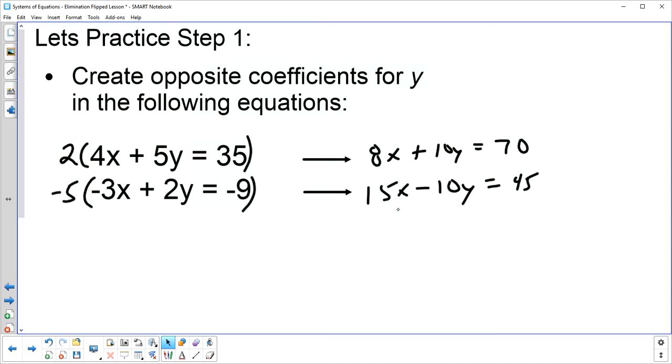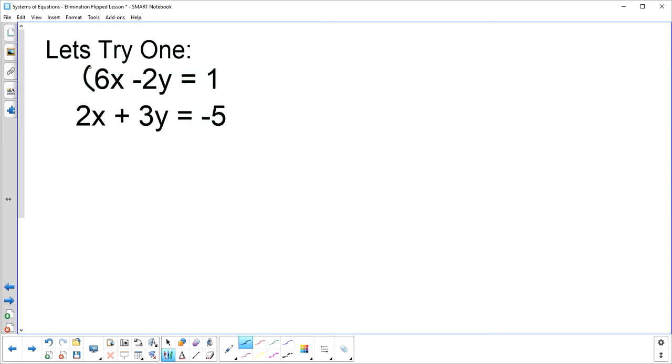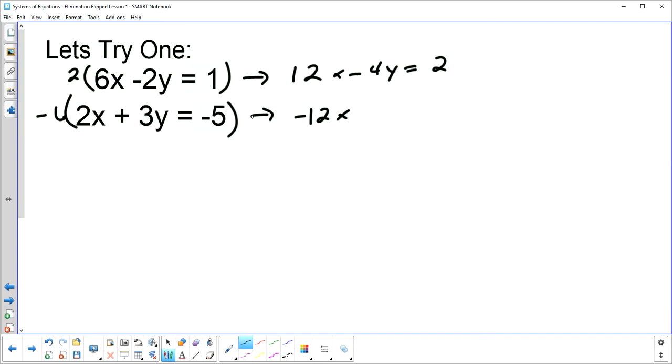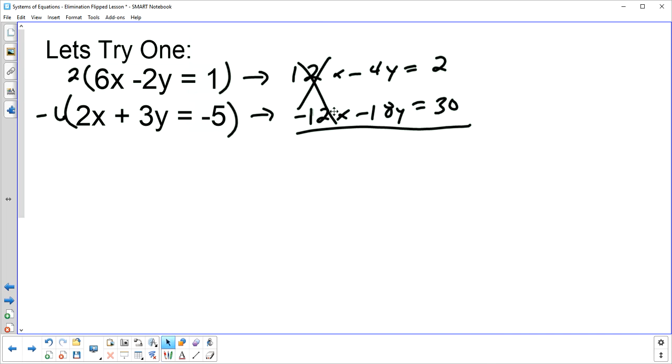We'd solve for the y first. So an example of that, we've already multiplied these by 2 and by negative 6. And that gave us our two equations: 12x minus 4y equals 2, and the second equation was negative 12x minus 18y equals a positive 30. After that step, we want to add our two equations. So these two should cancel out. They should always cancel out either your x's or y's. We'd have negative 22y equals positive 32.